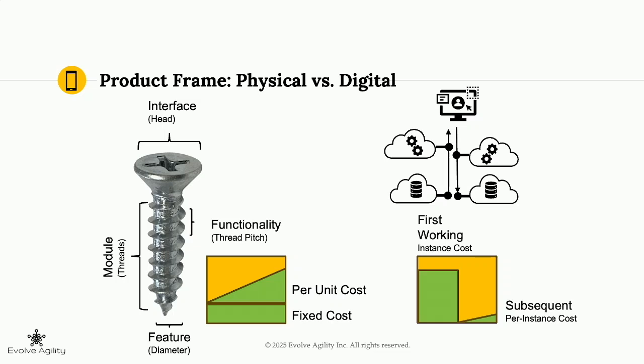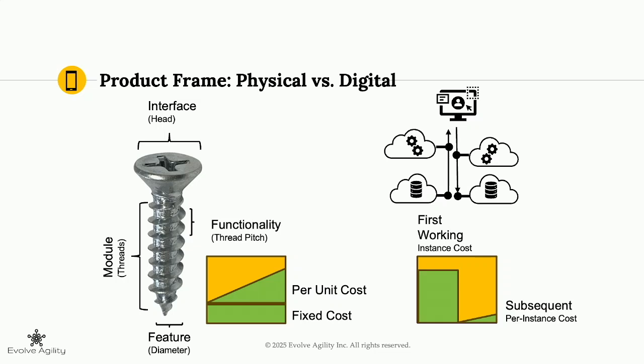It has a module, it has a feature, and it has an interface. The same thing applies to your SaaS API. There is something it does, there is an interface to use it, and then there are different capabilities that API can help you with. The difference in economics is that for the physical product, you have some fixed cost of setting up a factory, and then there is a per unit cost of manufacturing every single unit.